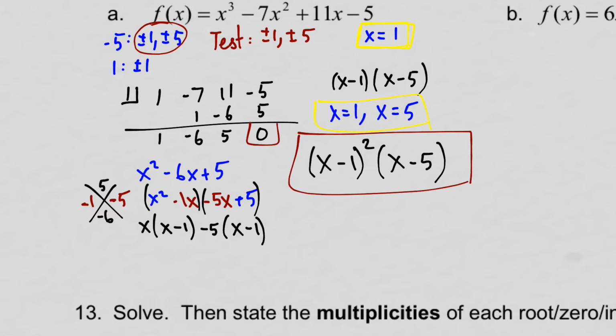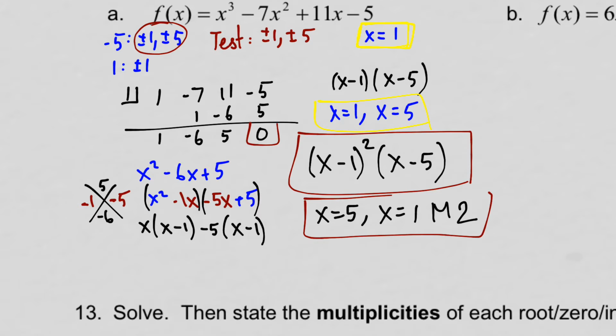Now, for the zeros, since one of them repeats, we would say that x equals 5 and x equals 1 with multiplicity 2, because it happens twice, right? So it would actually be this right there. That's how you would write your solution.